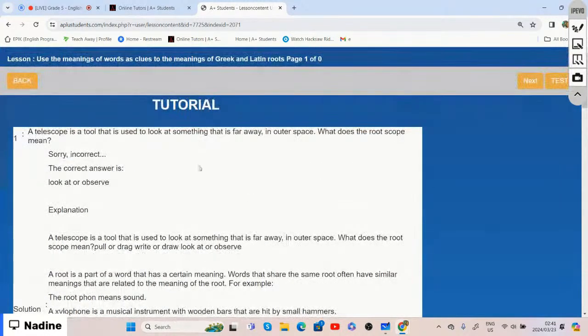Scope. So basically, scope can mean to look at something or to observe something, right? So if you put that together, it is where you are looking at something or observing something that is far away in outer space.